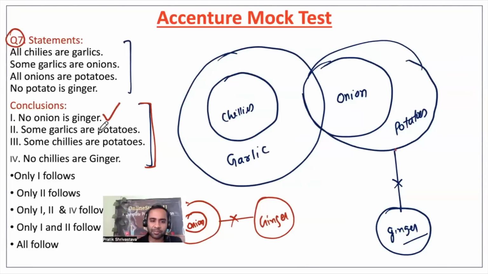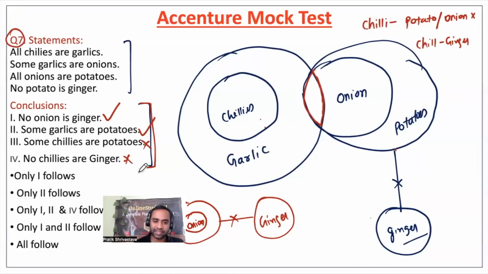Fine. Now some garlics are potatoes. So garlic is here and this potato is here. Both are crossing each other. Some chilies are potato. So chili and potato relation is not given. Chili's relation with onion and chili's relation with potato is not given. So if they ask in the conclusion, I will say please don't ask. Now, no chilies are ginger, so chili's relation with ginger is also not given, so that also we cannot say anything.